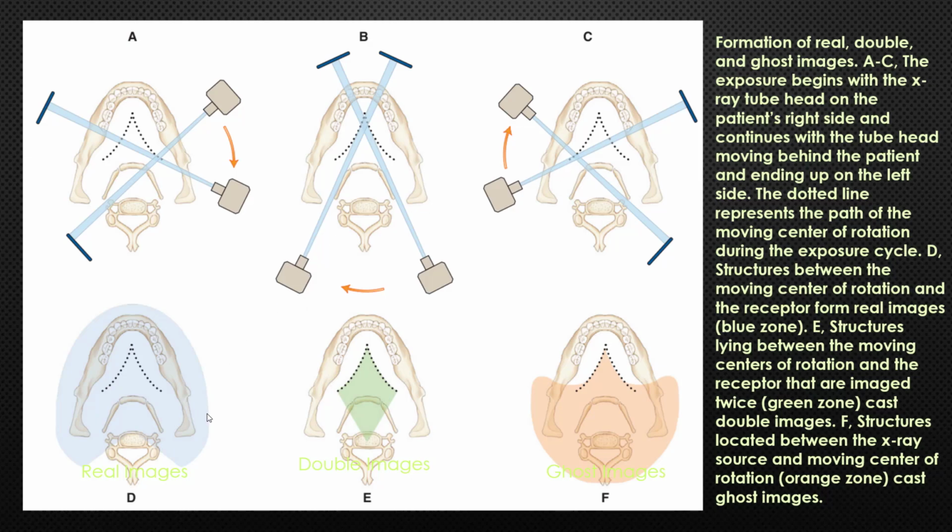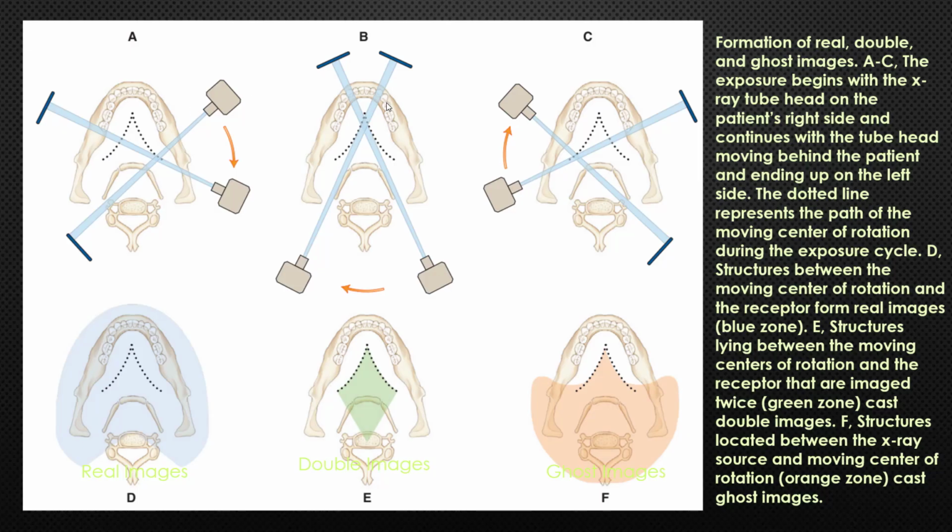Let's talk about real images, double images, ghost images. The image labeled D here is showing where you get real images. The definition of a real image is being between the point of rotation and the sensor. And so anything right here, when you're imaging this side of the patient, is a real image, as you would expect. The left mandibular condyle is a real image. That means you actually get a real image of the hyoid bone here. And in some cases, you get a real image, a projection of the spine on the left side.